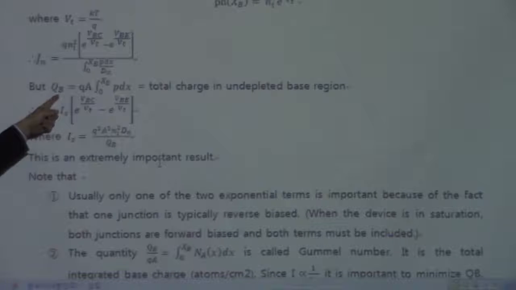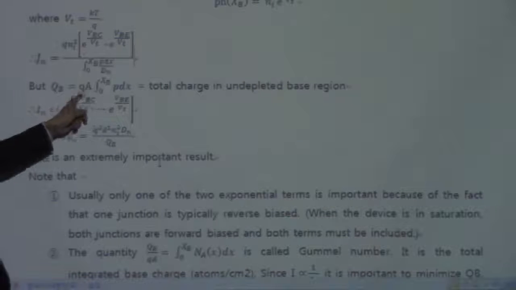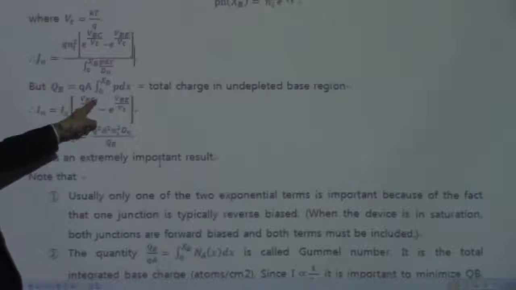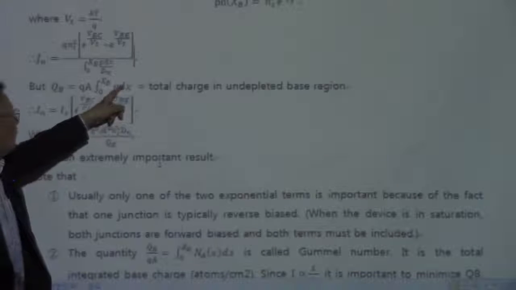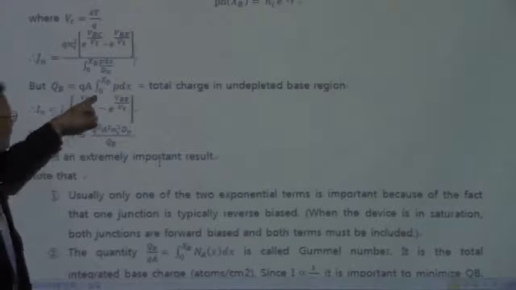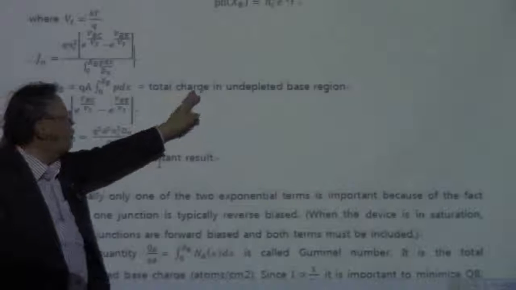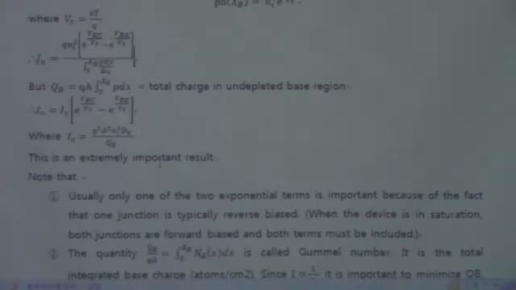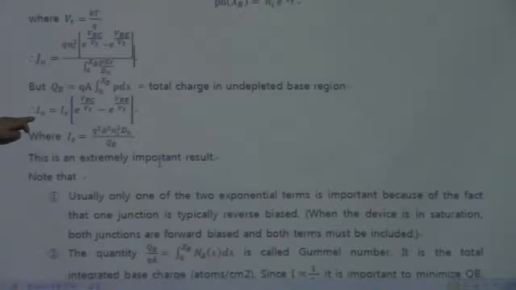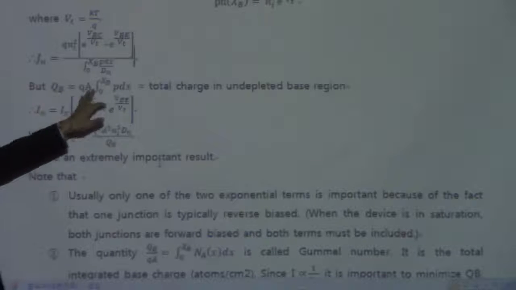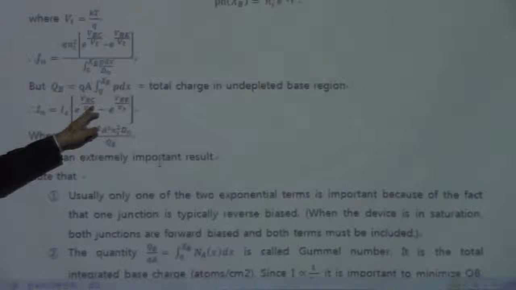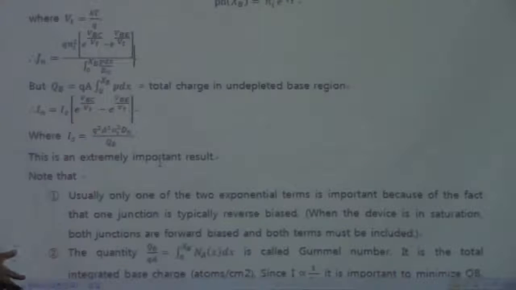Okay? So we said the QB is equal to QA, that is a cross-section area, times the integral from x equal to 0 to xb of P, the boron concentration, dx. Make an integration of that, and that should be equal to the total charge in the undepleted base region. That's interesting, isn't it? And then the current, we can see that some value we call the saturation current, and then modulated by the base collector voltage and base emitter voltage there.